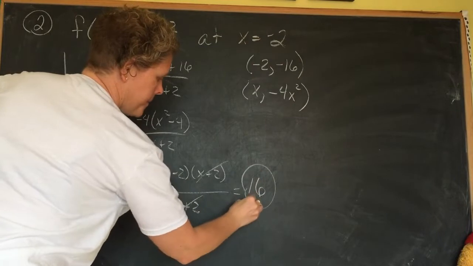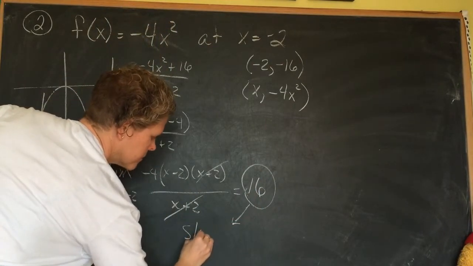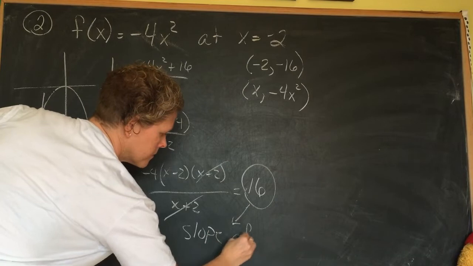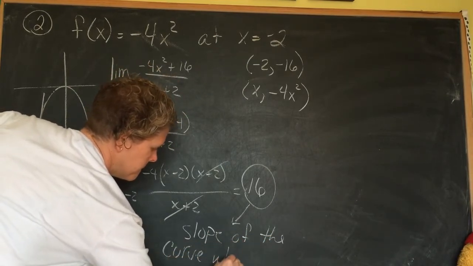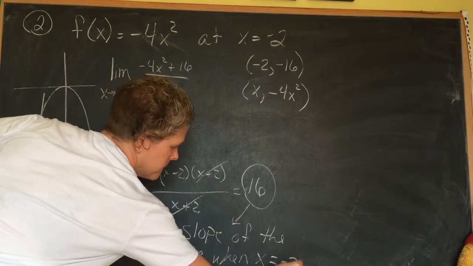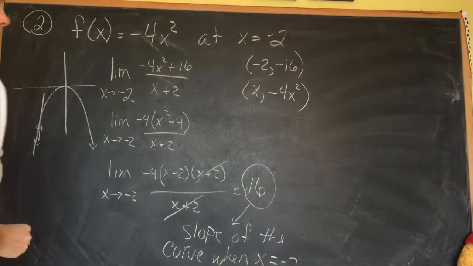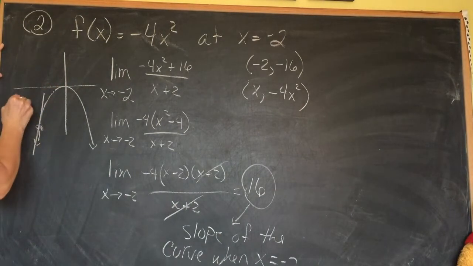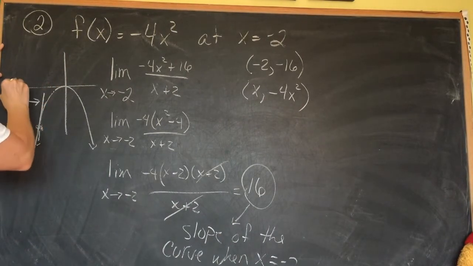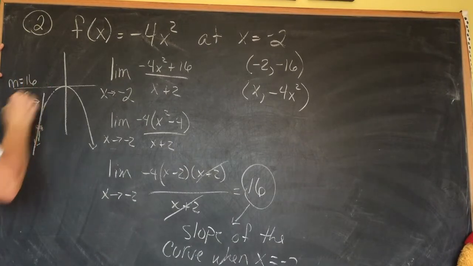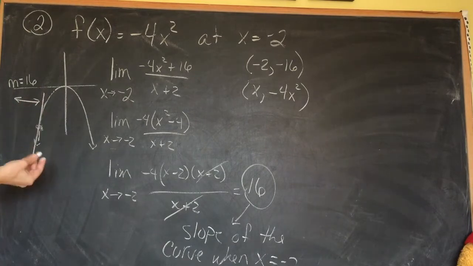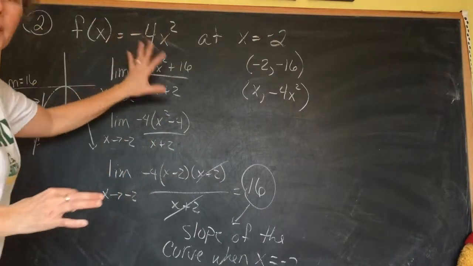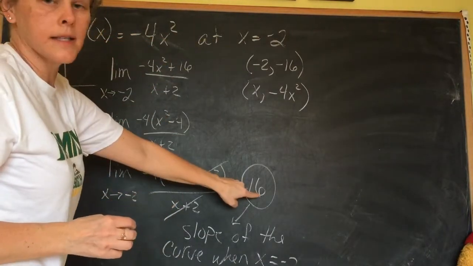16, remember, is the slope of the curve when x equals -2. It is also the slope of that tangent line, which makes sense. It's a positive slope. It looks pretty steep, so it makes sense that that slope would be 16. Okay, so first part, the derivative of this is 16.